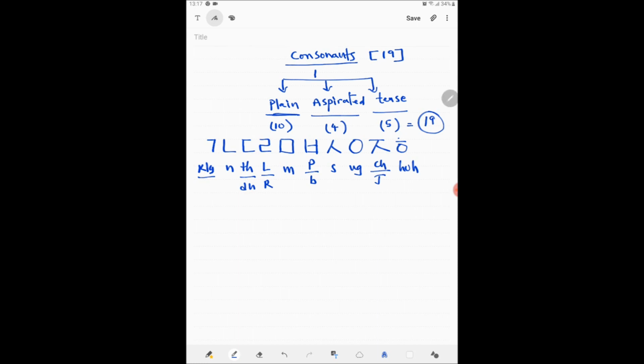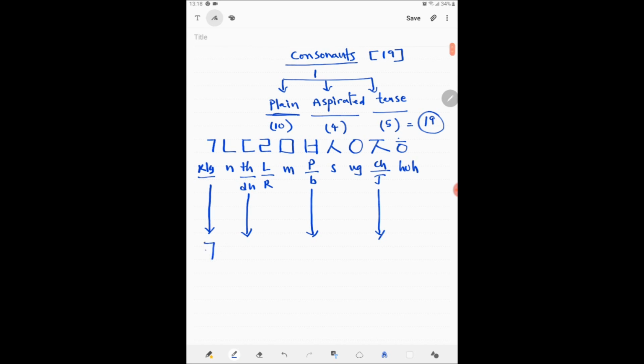You can see the aspirated versions are available only for some of these plain consonants. For example, I'm just marking that only these sounds have aspirated versions. So let us see all four of these aspirated sounds.